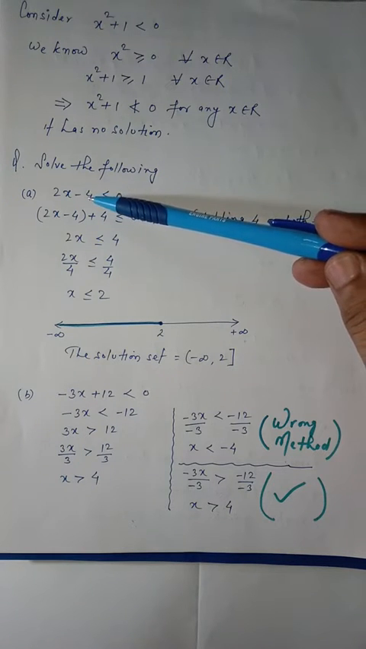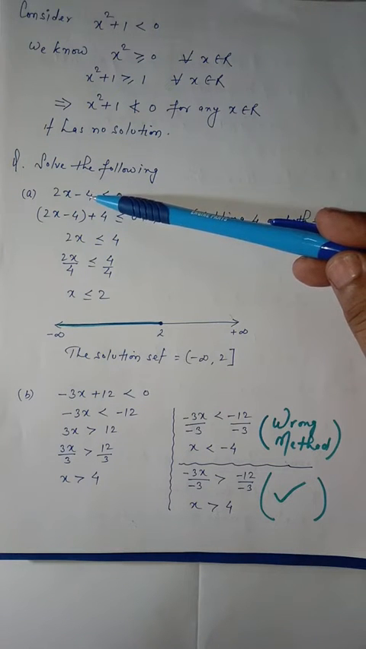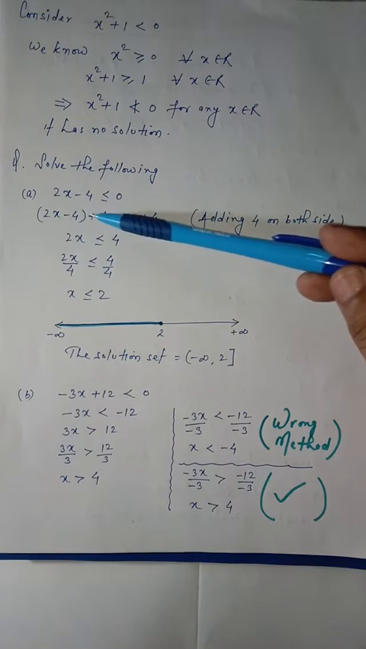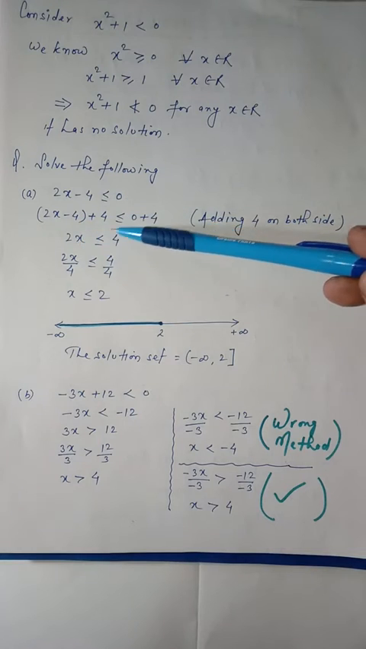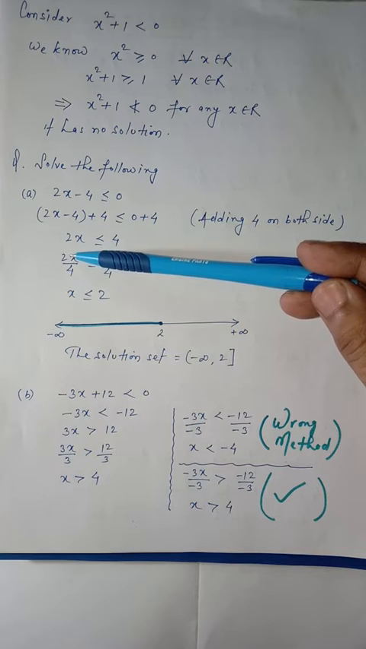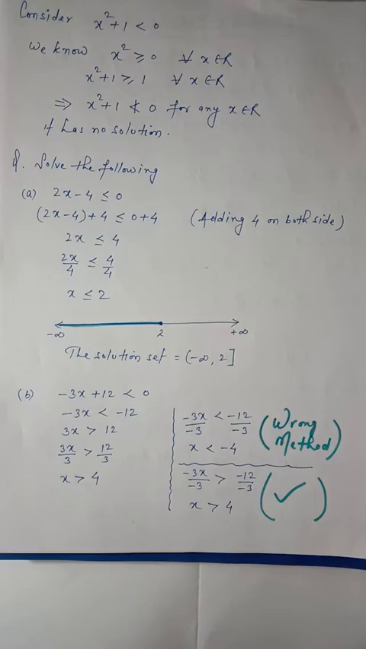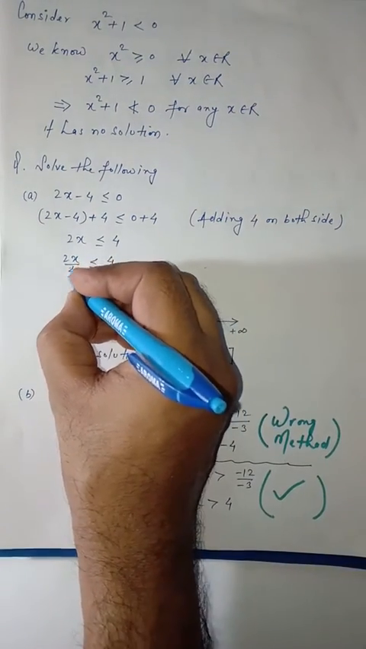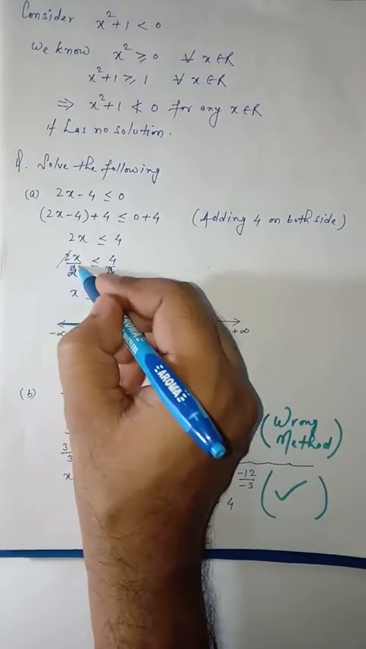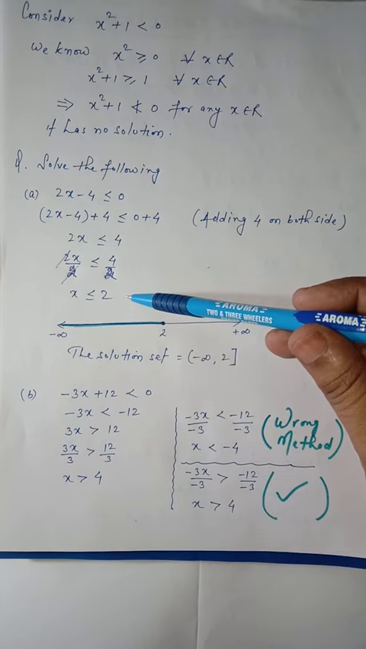So how to solve this inequality? Simple method is add 4 to both sides. So I have added 4 here and 4 here. This minus 4 plus 4 cancel, it is 2x less than or equal to 4. Now divide both sides by 2. This is 2 and this is 2, so this 2 and 2 cancel. So finally we are getting x less than or equal to 2.